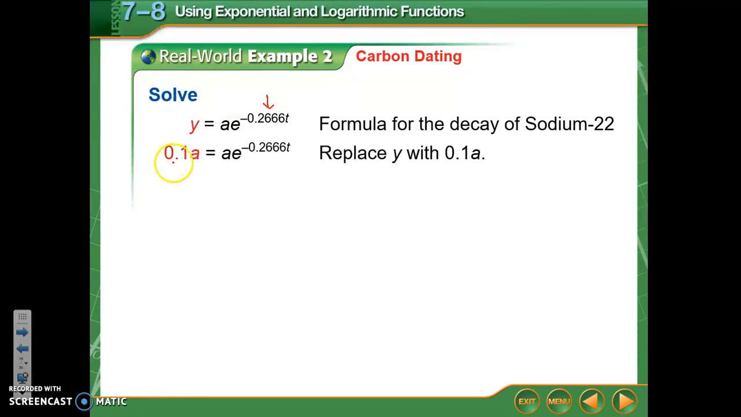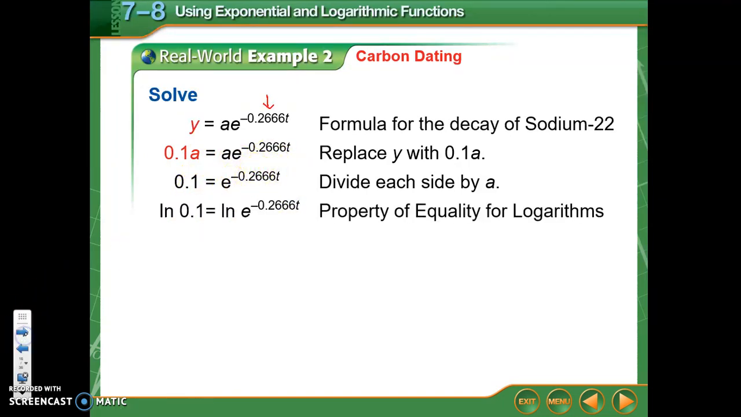Then I replace Y with 0.10 or 0.1 A. Remember, that's 10% of A. So the leftover amount is 10% after this decay process happens. So when I divide each side by A, or when I set the coefficients of A equal to each other, I get 0.1 is equal to e to this expression. Take the natural log of both sides because I have a base of e and I have a variable in the exponent.